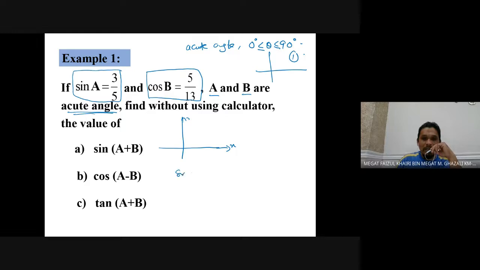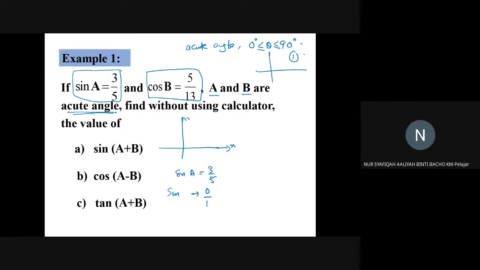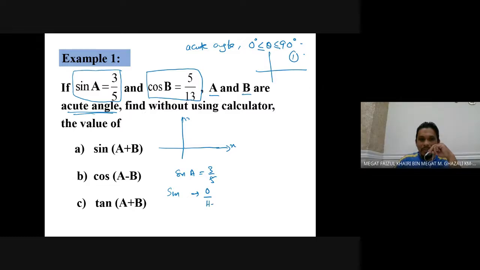Sine A equal to 3 over 5. Okay, sine is opposite divided by hypotenuse. Good. So let's say we are given a triangle here where this is the angle A, and sine A is opposite. Opposite is 3 divided by hypotenuse, which is 5.